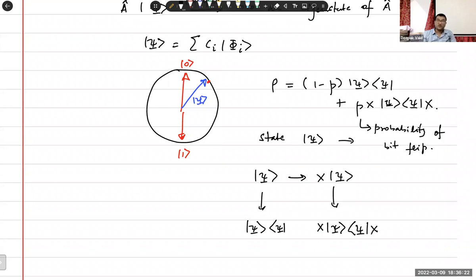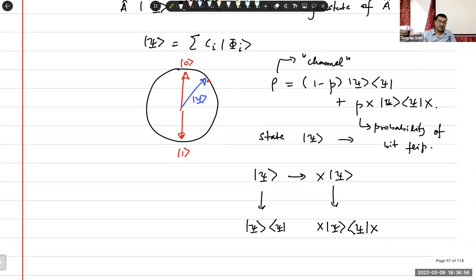So this rho that you have here, this rho is what we refer to as a channel. It represents something that is happening: you are sending your state from point A to point B, and presumably it comes out on the other end, something happens to it. Either there is a bit flip or there is no bit flip. If there is a bit flip, that is represented by the second term, otherwise it's represented by the first term. And so this rho is an operator, and that's how you represent channels in quantum information. Okay.